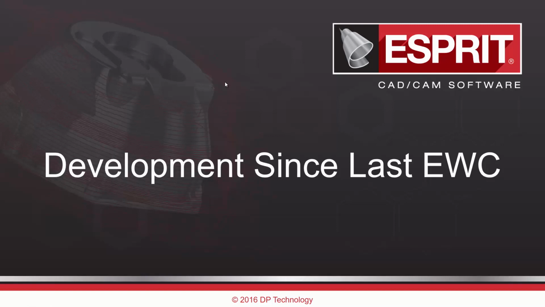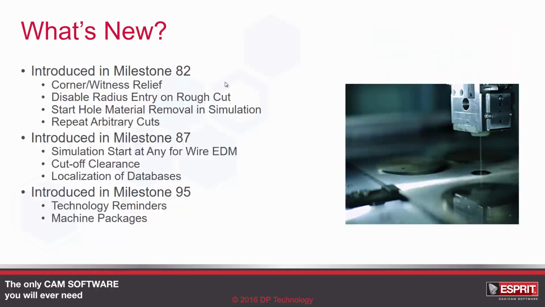So, the development since the last World Conference. What was new? Well, introduced in milestone 82 was corner witness relief, disable radius entry on rough cut, start hole material removal and simulation, repeat arbitrary cuts. Introduced in milestone 87 was simulation start at any point for wire EDM, cutoff clearance, and localization of the databases. And in milestone 95, we introduced technology reminders and wire EDM machine packages.